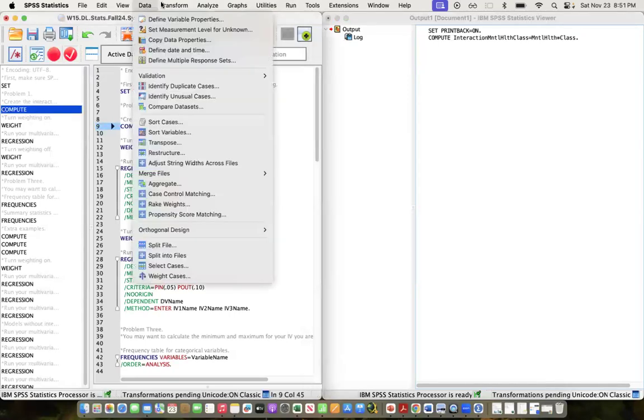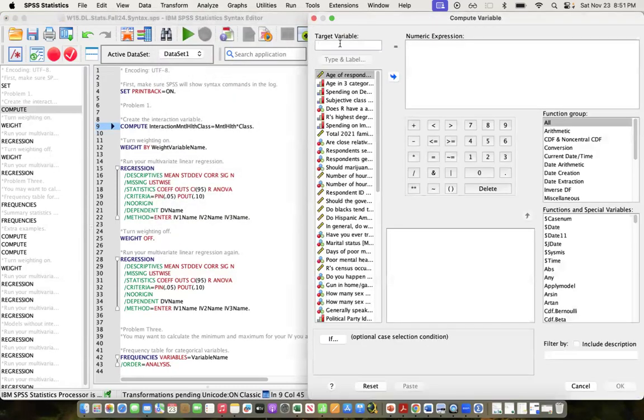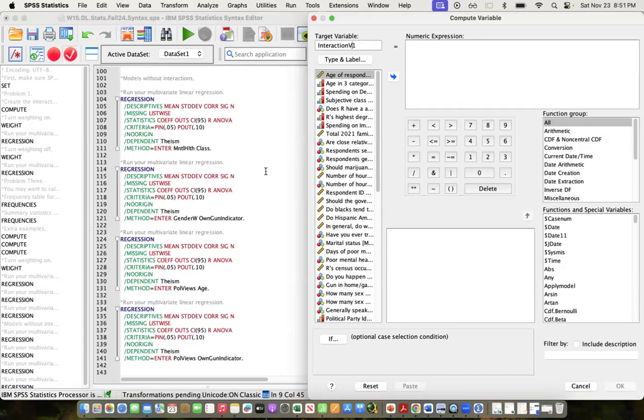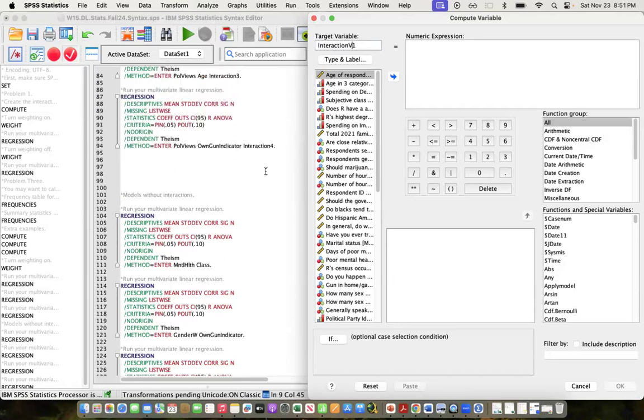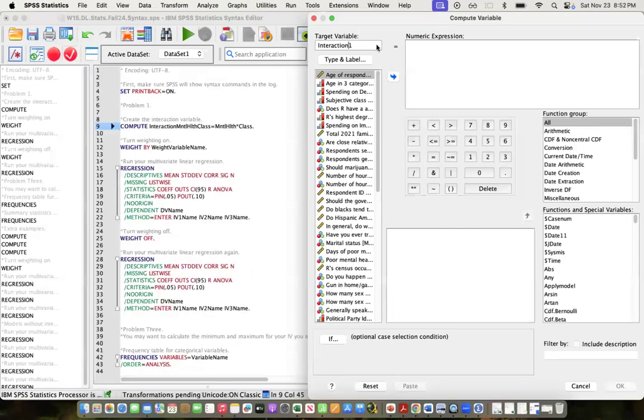If I'm using dropdown, then I'm going to go to transform and compute. I'm going to say what I want it to be named. So like interaction mental health class, or interaction one, or mental class, whatever you want to call it. Why don't we call this interaction variable one? So I think below have v2 and v3. Let's see. Yeah, we'll just call it interaction one.